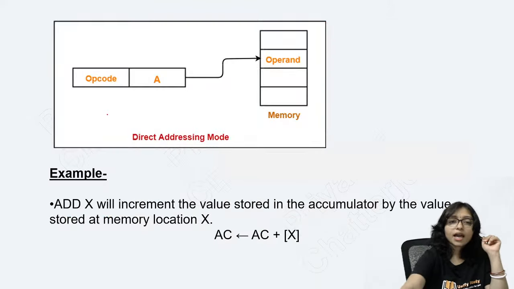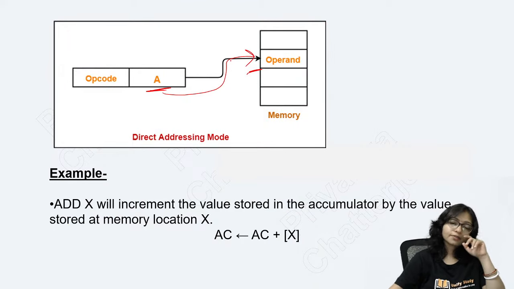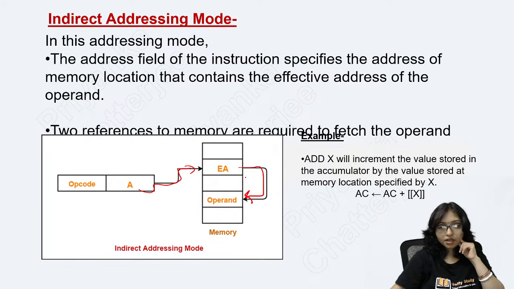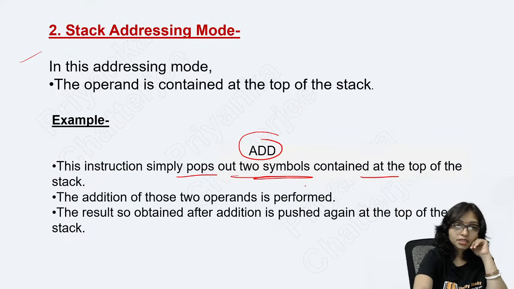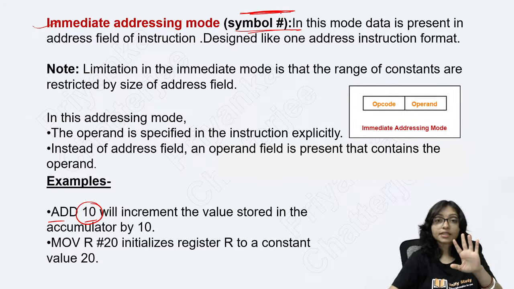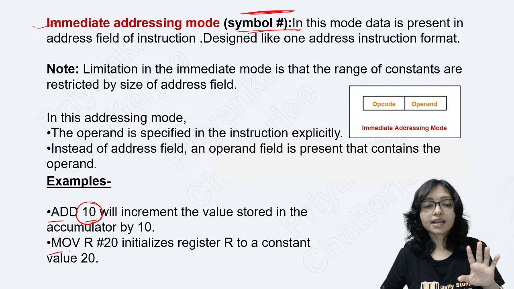Direct addressing mode means I am doing one memory reference. One reference is required. That is called direct. Right? Indirect means two memory references. I am going here, after that I am coming here. That is, two memory references are required. And the symbols are also very important. Try to remember the symbols also. Here you can see the symbol is hash. Hash means immediate. Remember that. Sometimes a question can be given with the symbol.